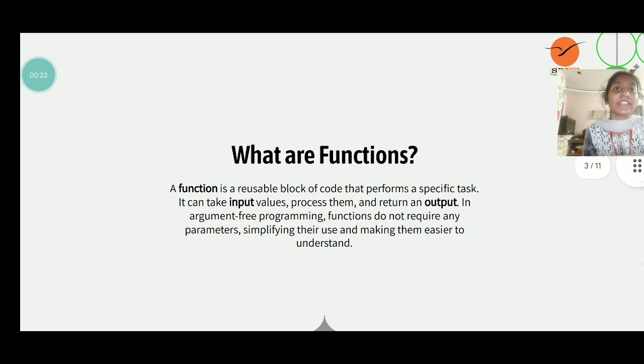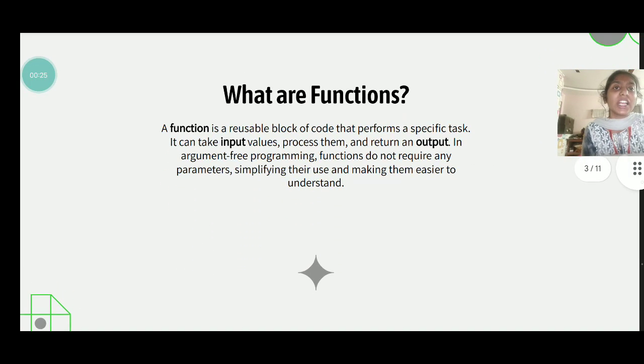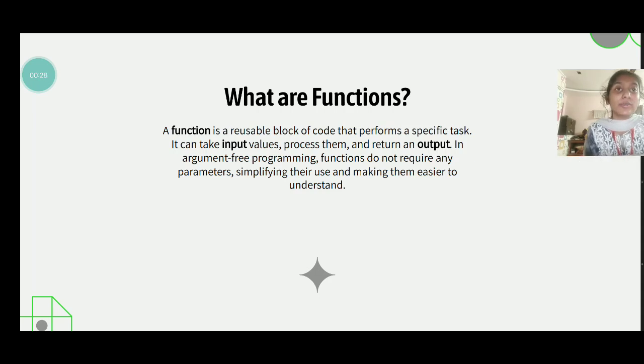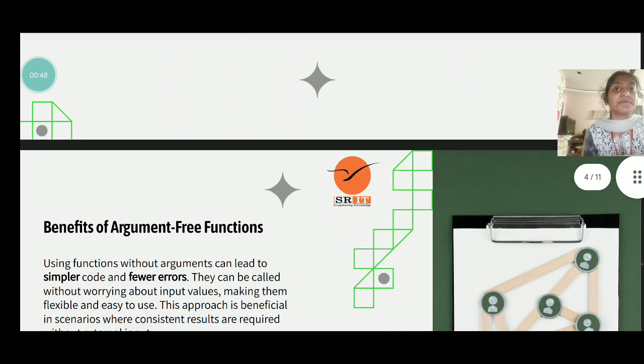First of all, what are functions? We can say that a function is a reusable block of code that performs a specific task. It can take input values, process them, and return an output. In argument-free programming, functions do not require any parameters, simplifying their use and making them easier to understand.